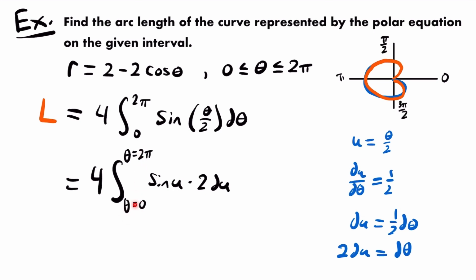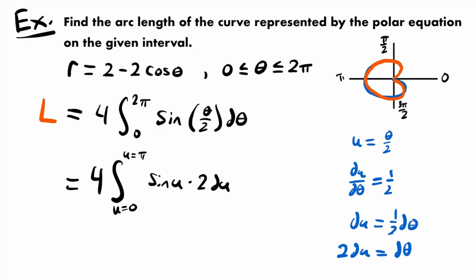So if we plug these values of theta into what we set u equal to, u is equal to theta divided by 2. So when theta equals 0, we'll have 0 divided by 2, which is 0. So our new lower bound is u equals 0 instead of theta equals 0. So we'll write u equals 0. And then for the upper bound, theta equals 2 pi. We'll plug 2 pi in for theta and have 2 pi divided by 2, which will just be pi. So we'll have u equals pi for the upper bound. So I'll rewrite theta equals 2 pi to be u equals pi.